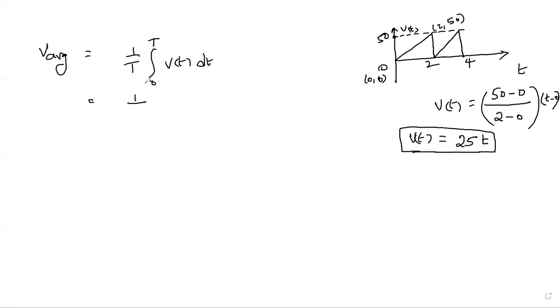So 1 by T, what is the time period, this capital T? From where to where you have to consider? From 0 to 2. From 2 to 4, again the same shape is repeating, that means the second cycle. So this is from 0 to 2, that is 1 by 2 minus 0, the value is 1 by 2, integral 0 to 2, v of t is nothing but 25 into t.